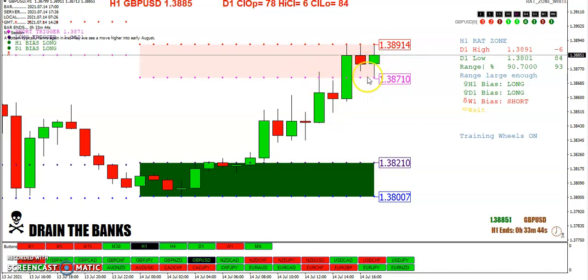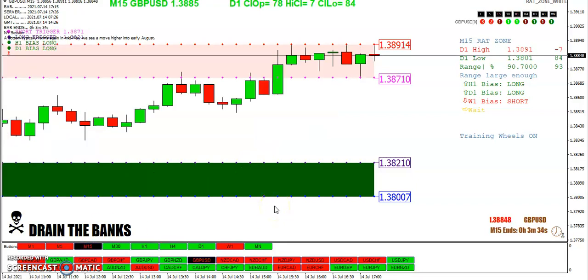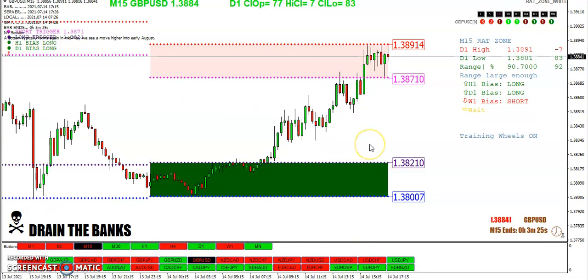Now, trading the rat zone, I usually don't use the H1 to trade it. I'm usually using either M15 or M5. And you can see here, we look for these reversals. So now we've discussed the buy zone, the wick zone, the rat zone.